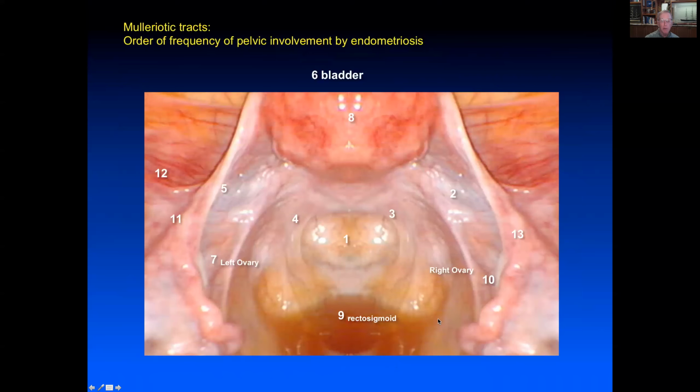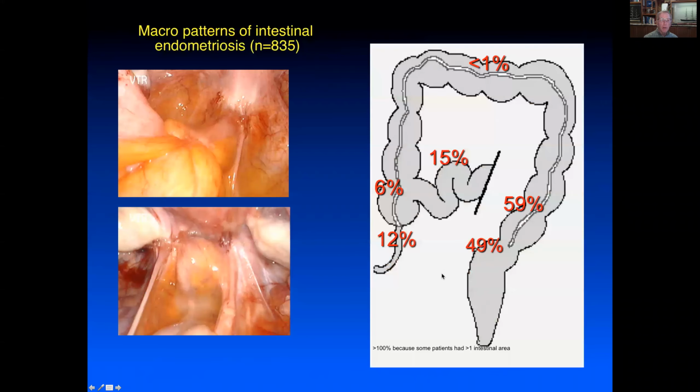The familiar patterns of frequency of involvement of the pelvis are most common in the posterior pelvis, because that's the pathway of embryogenesis of the pelvic organs, with the deeper patterns of deep endometriosis in muscular tissue, such as uterosacral ligaments. There are macro patterns of intestinal endometriosis that people are aware of. Here are the rectosigmoid colon, the most common area, the terminal ileum and appendix, and so on. And these manifestations are very familiar to those with a lot of intestinal experience.